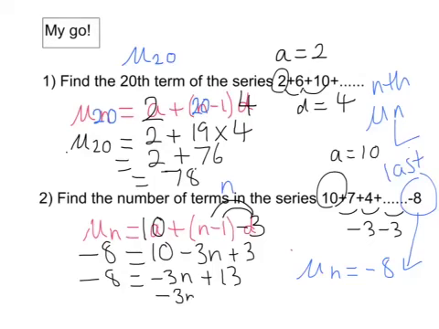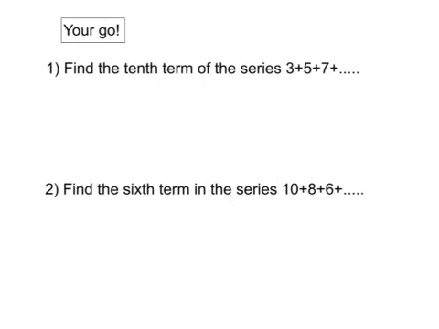So we're going to end up with minus 3n equals minus 8 minus 13, which is minus 21. 7, 14, 21, and therefore divide by minus 3, n is 7. So in this series we would need to have 7 terms in order to get from 10 to minus 8. Okay, here come some answers.